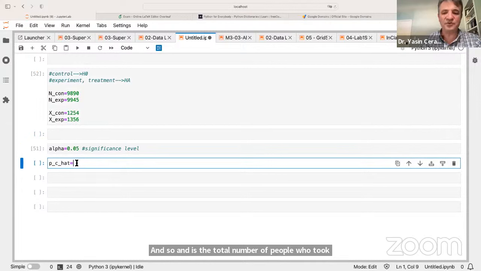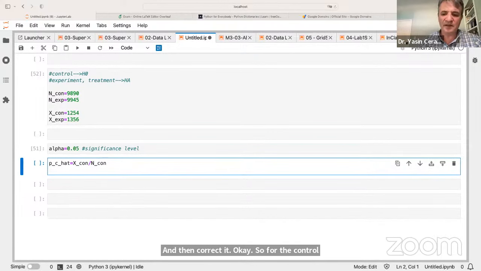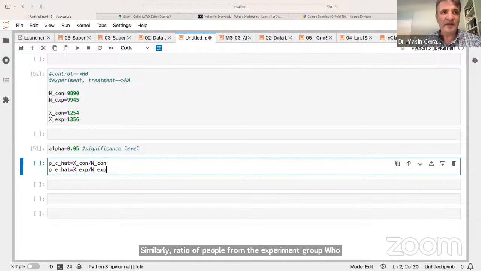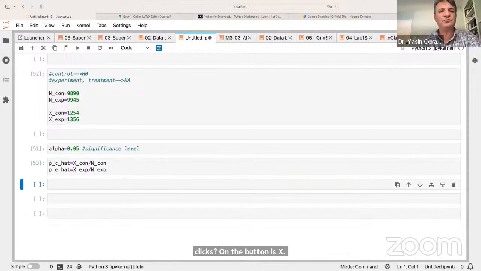For the control group, the ratio of people who clicked on the button is X control divided by N control. Similarly, the ratio of people from the experiment group who clicked on the button is X experiment divided by N experiment. So I found these two ratios now.